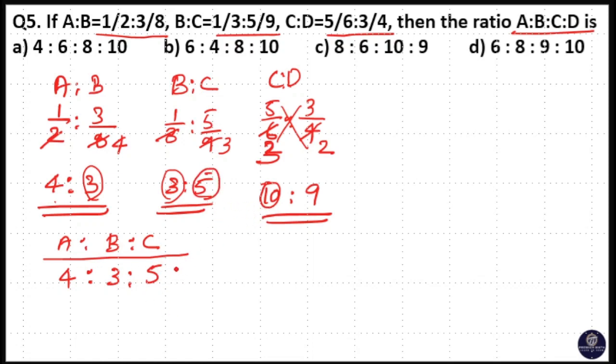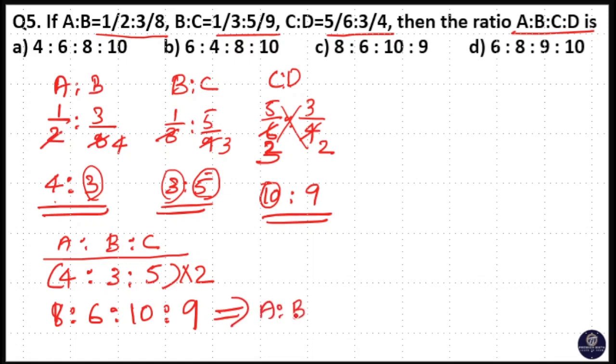So, to make this C 10, I will multiply it with 2. That is 8 is to 6 is to 10. Then you can write here now C is 10. Here is also 10. So C is to D is 10 is to 9. So A is to B is to C is to D is 8 is to 6 is to 10 is to 9. So here option C is your answer.